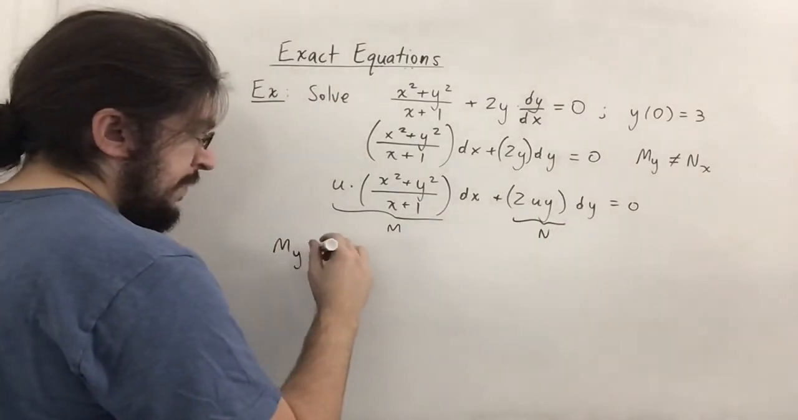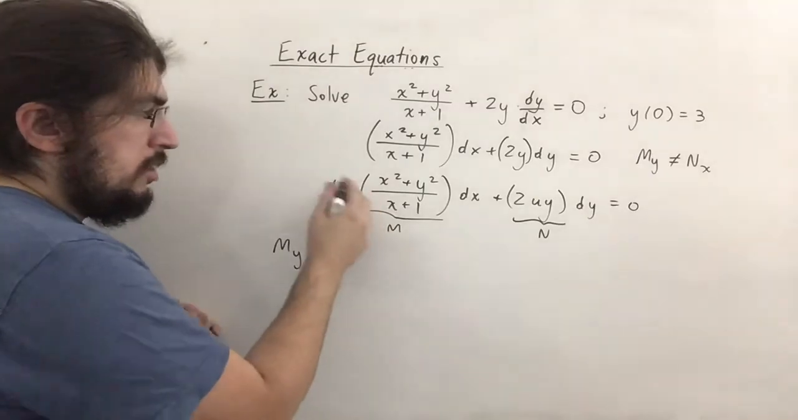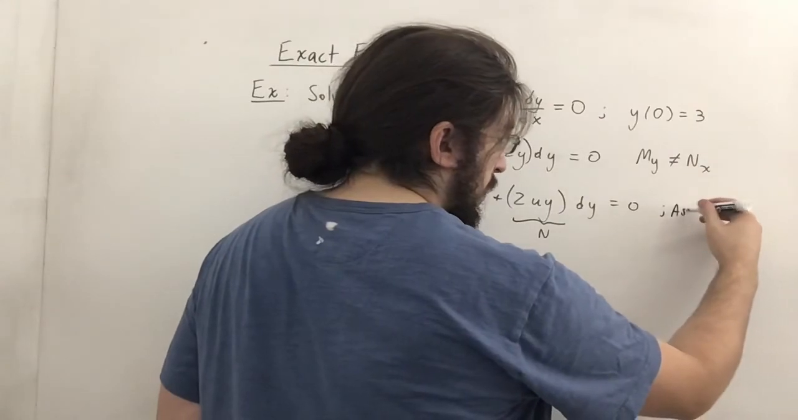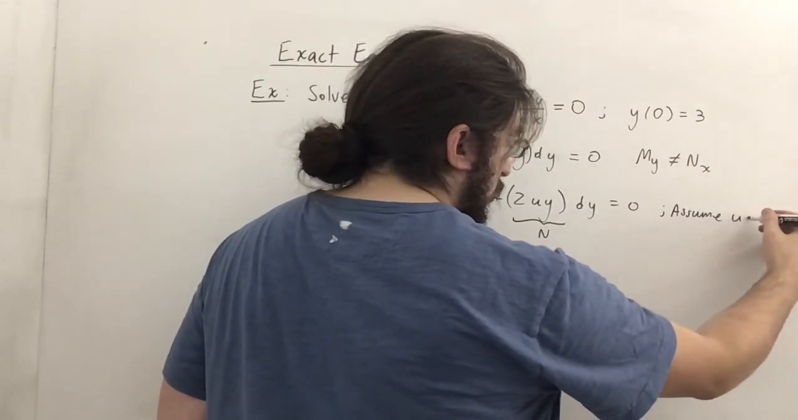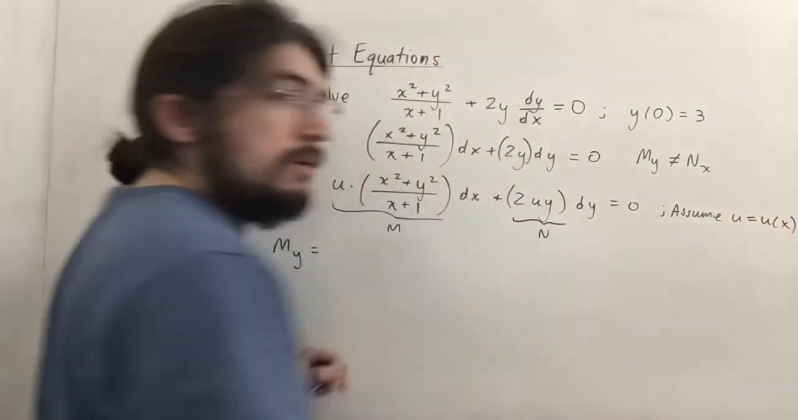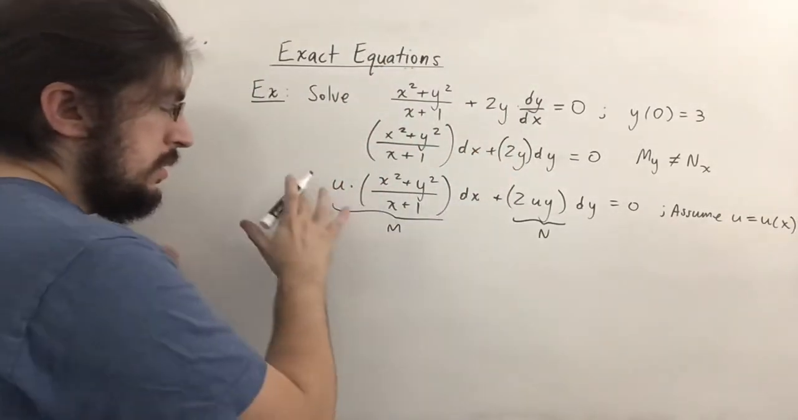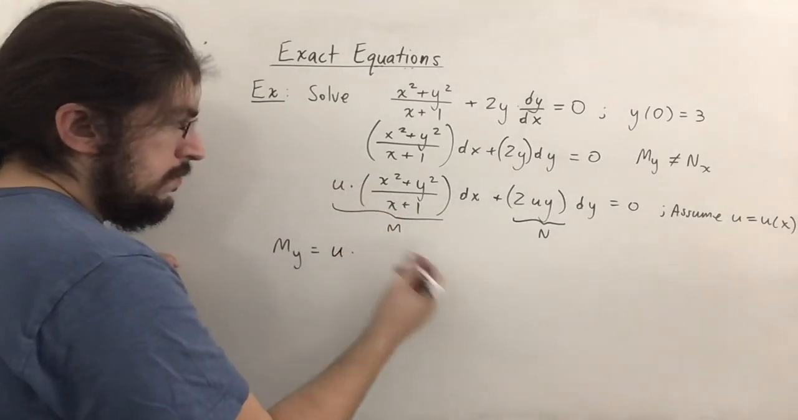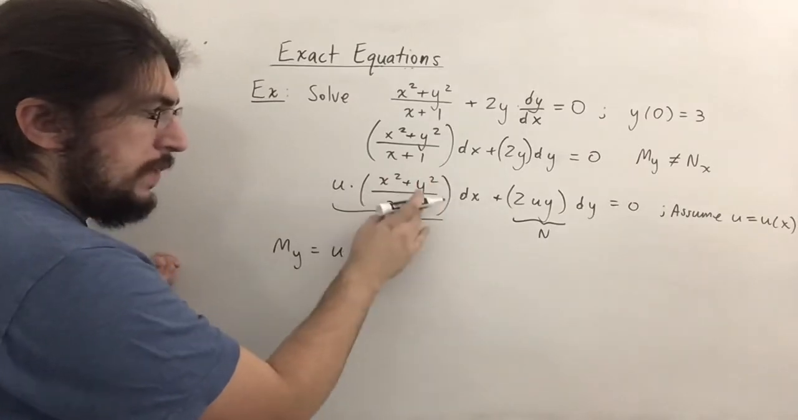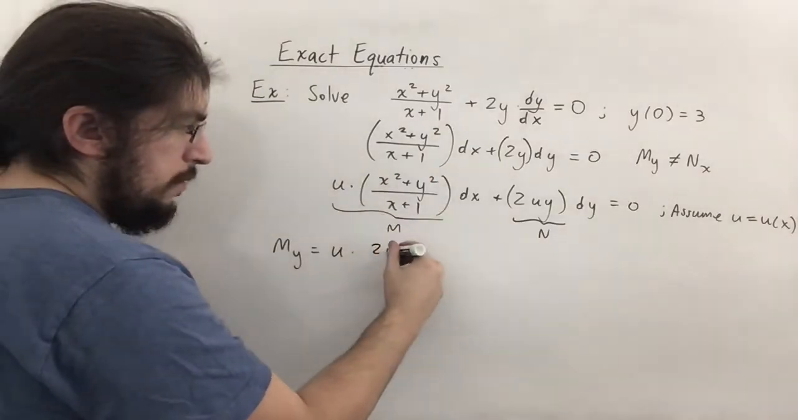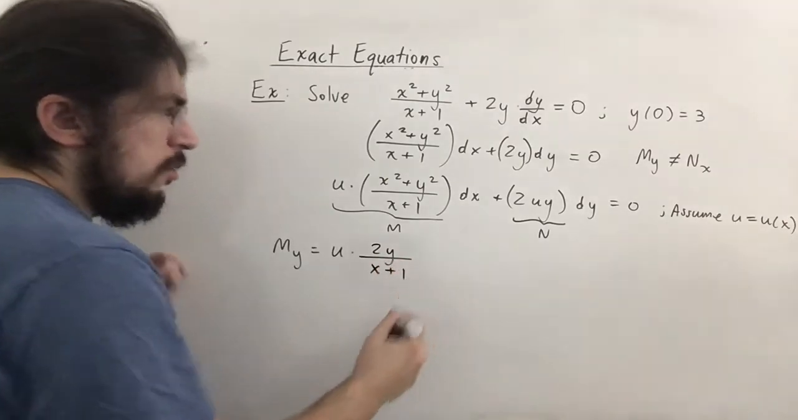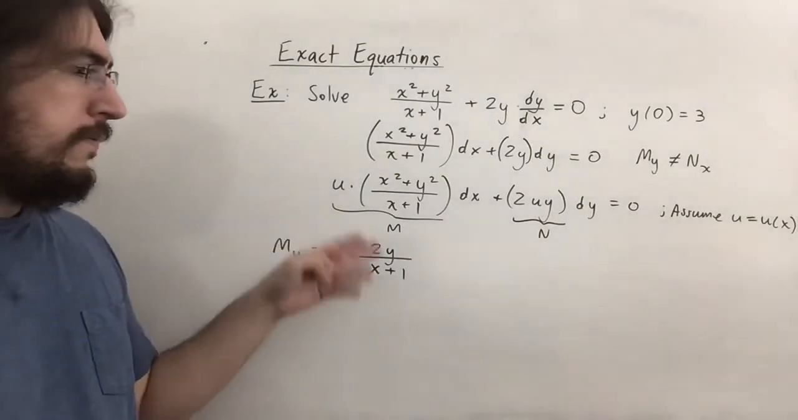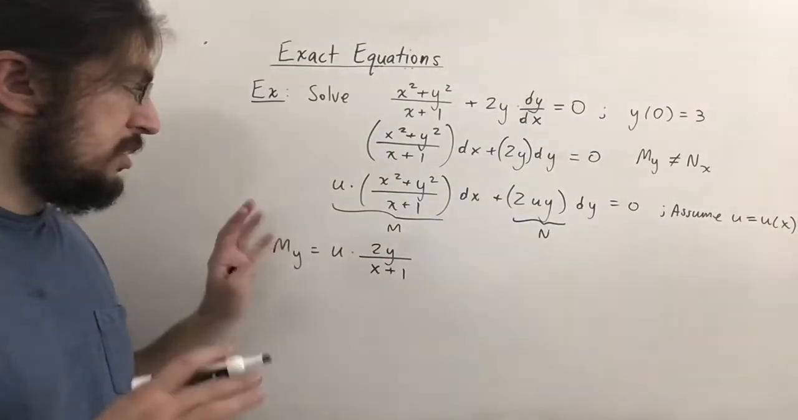And my M_y is going to be, well, this is in terms of x only. So here, let's just assume that u is a function of x only. So u is equal to u of x, if you will. Okay? With that being said, the derivative of this with respect to y is just, this is a constant, so that's just u itself, multiplied by the derivative of this with respect to y. The derivative of the top is just 2y with respect to y, over x plus 1, of course, because dividing by a constant is the same as multiplying by a constant, so it doesn't affect the numerator, which we'll be taking the derivative of. So that should be fine.